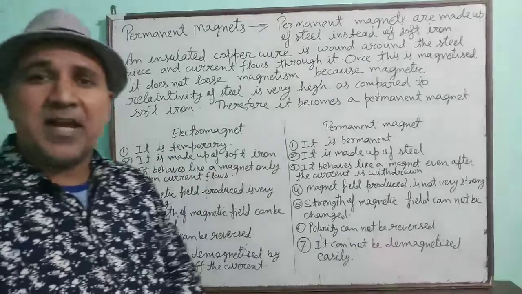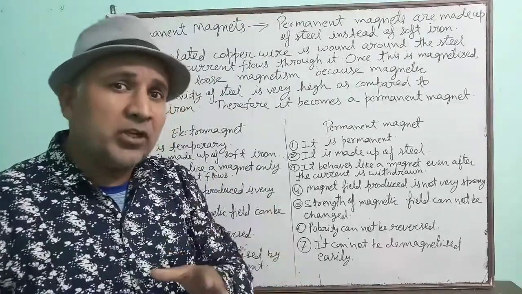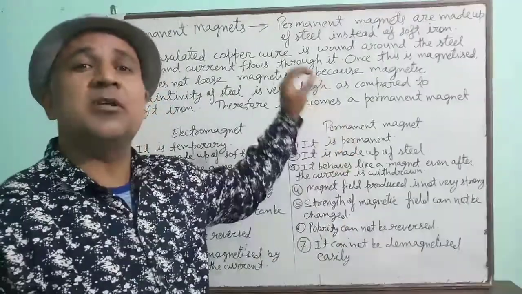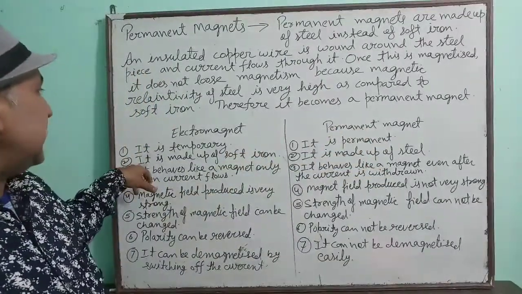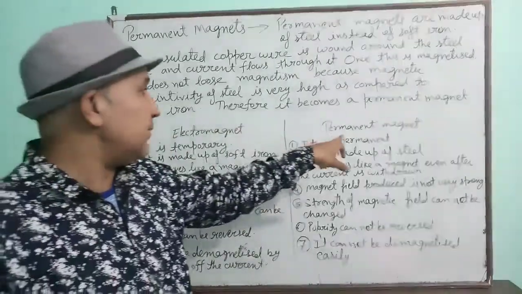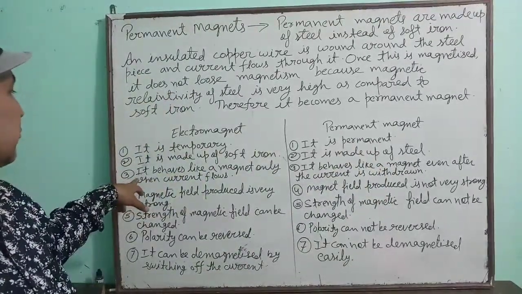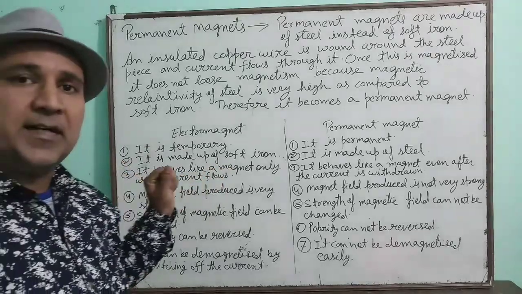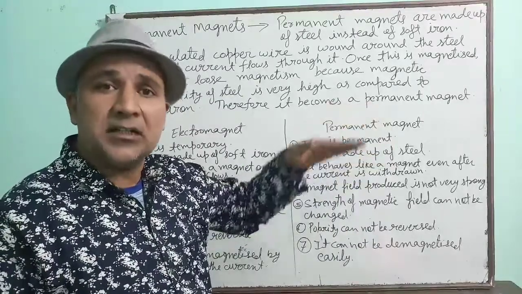Electromagnet is a temporary magnet because it works as a magnet only when the current flows in it. But a permanent magnet will always be a magnet. Okay. Now, second one: electromagnet is made up of soft iron, while permanent magnet is made up of steel. Electromagnet behaves like a magnet only when current flows in it, but permanent magnet behaves like a magnet even when the current is stopped.